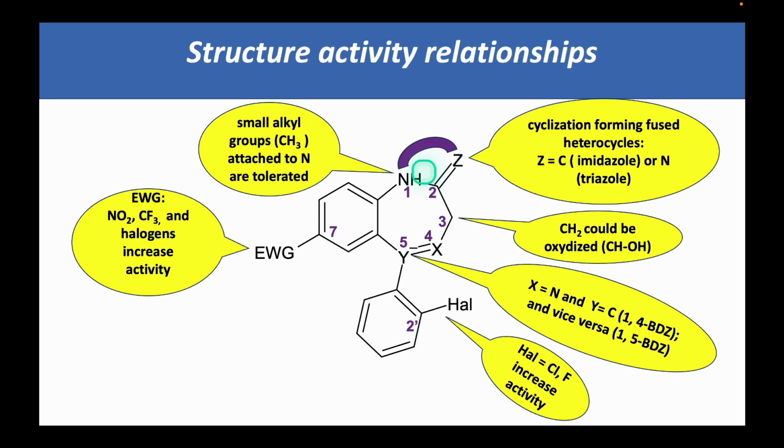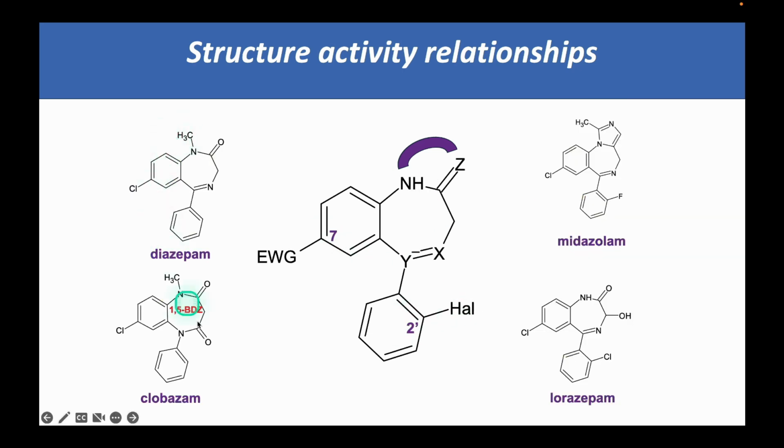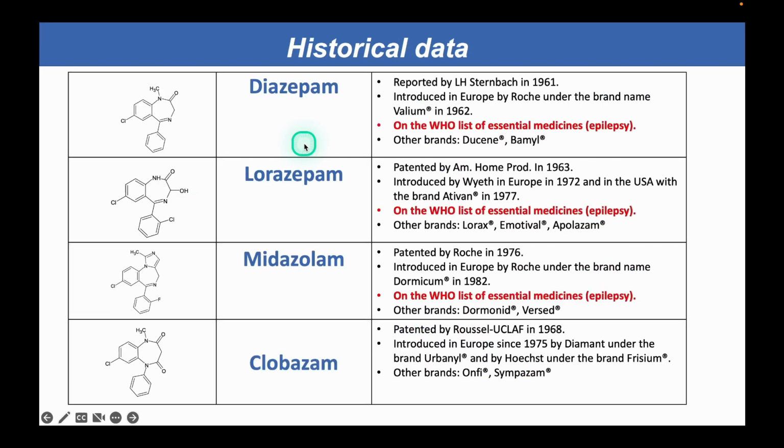Fused heterocycles can be formed at positions 1 and 2. When Z is a carbon atom, it corresponds to an imidazole, or a nitrogen, to a triazole. Electron-withdrawing groups attached to the fused benzene ring at its position 7 increase pharmacological activity. Halides attached in the 2' position of the phenyl group also increase this activity. Here, the structural variations according to the mentioned structure-activity relationships are illustrated.